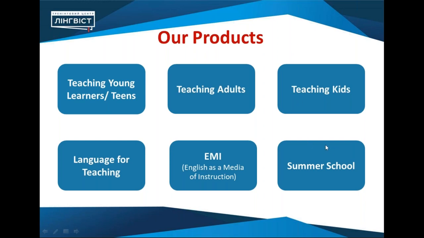So, our products. In the first line, you can see face-to-face courses. The first one, teaching young learners and teens, teaching adults and teaching kids. The next two courses in the second line are online or blended courses from Cambridge University Press, that is Language for Teaching and a certificate in EMI, English as a Medium of Instruction. And the last one is our summer schools. Let me start on them in detail.